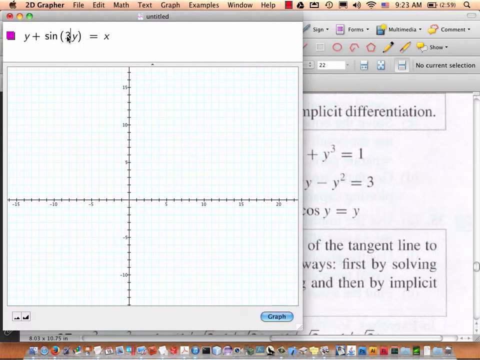Now, the moment I say 3, it gets even wigglier as it goes straight up.